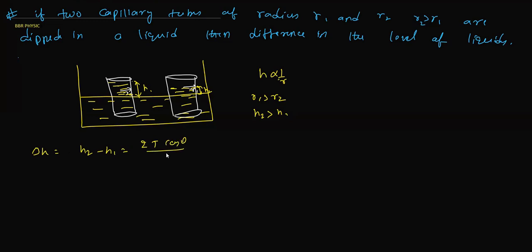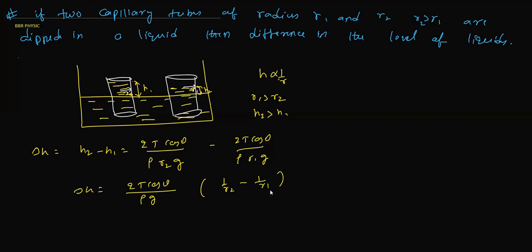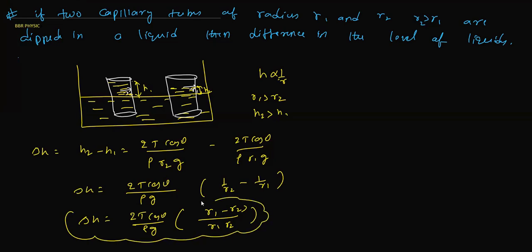2t cos theta upon rho r2 g minus 2t cos theta upon rho r1 g. So if you take common here, delta H equals to what we can write? 2t cos theta over rho g, we can take common, 1 by r2 minus 1 by r1. So delta H equals 2t cos theta upon rho g into, we take LCM, (r1 minus r2) divided by (r1 into r2). This is exactly the NCERT concept, the same thing which we have learned here.